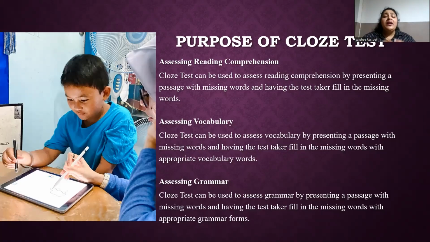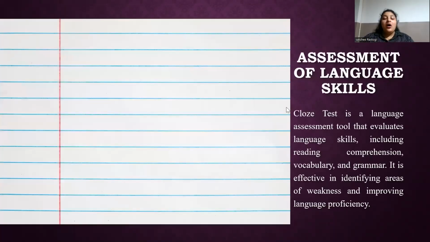It also evaluates the effectiveness of grammar instruction, determines test takers' ability to apply grammar rules in context, assists test takers' understanding of nuanced grammar concepts, and provides targeted feedback and instruction to improve grammar skills. Closed tests offer a comprehensive assessment of grammar skills, helping to identify areas of strength and weakness, and informing instruction to improve language proficiency. So how does assessment of language skills work?